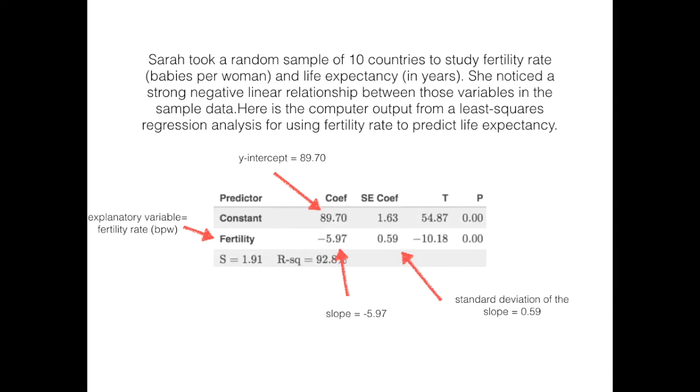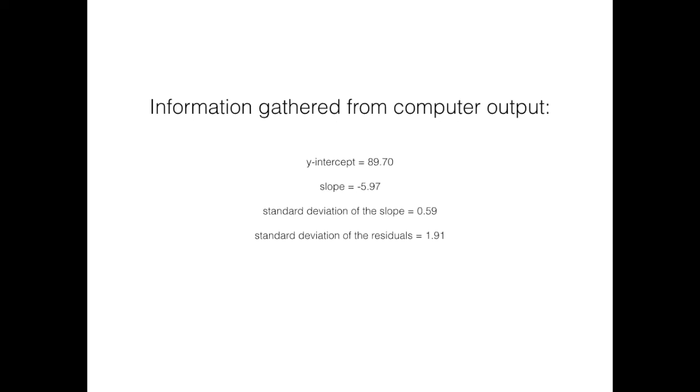The number in the third column and the third row tells you the standard deviation of the slope. In this case, it would be 0.59. So with this problem, if we gathered repeated samples, we would expect the slope to vary by approximately 0.59 units. The bottom of the table tells you S, the standard deviation of the residuals, meaning that in this problem, the average amount that the observed values differ from the predicted values is 1.91 units.